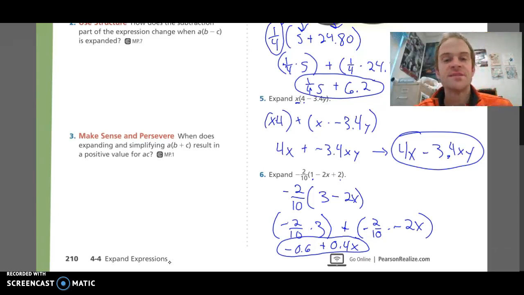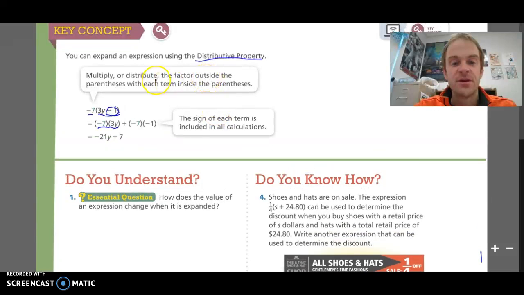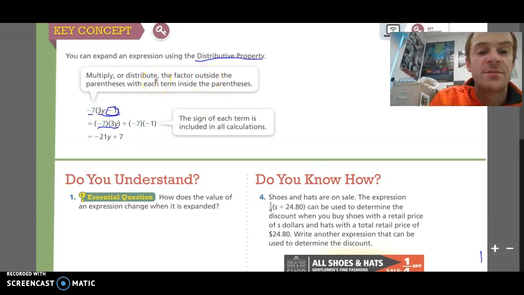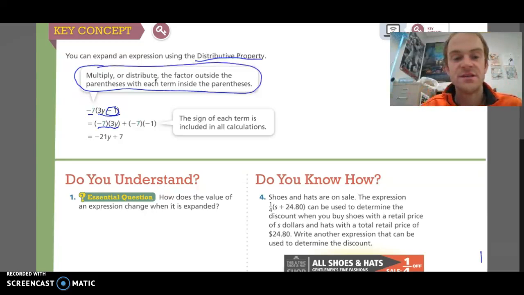So again, when it says expanded expression, what it really just means is to use the distributive property. And if we look back, remind ourselves up here, when we use the distributive property, what we're doing is we're multiplying each term inside a set of parentheses by the number that's written outside.